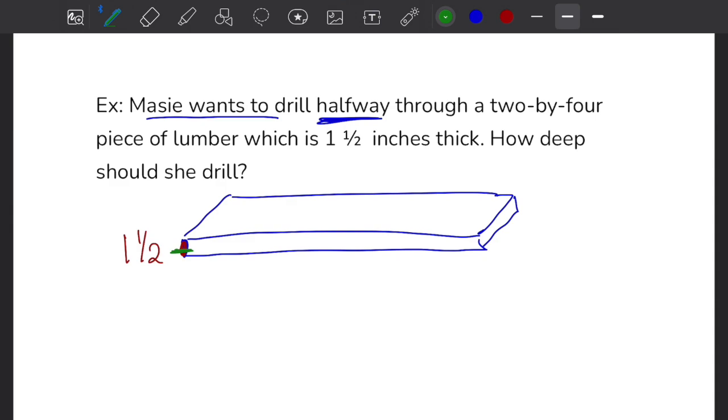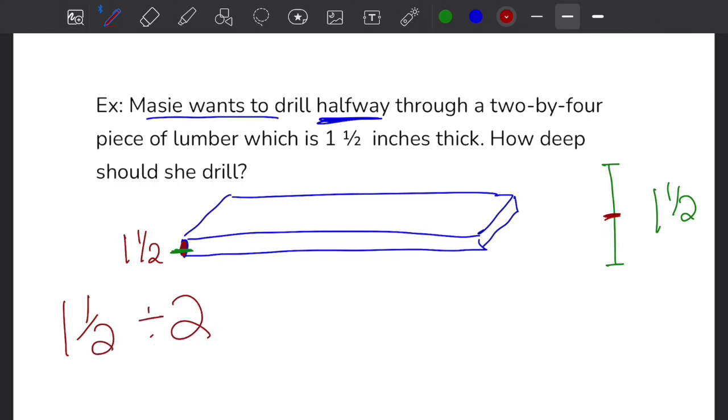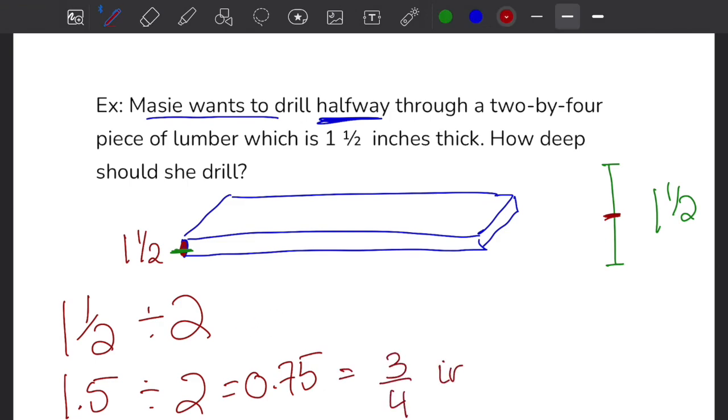If I just zoom in to this part here, I'm going to draw a line and say from here to here it's 1.5, and I want to know what the midpoint is right here. So essentially I'm going 1.5 divided by 2. To do that, I'm going to show you the decimal way first. 1.5 divided by 2, using the method I showed you earlier, should give us 0.75. Now you can convert that into a fraction, and that fraction would be 3/4 of an inch.